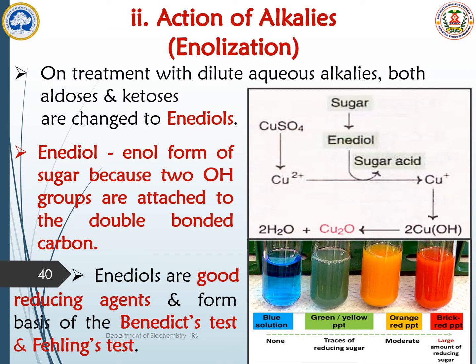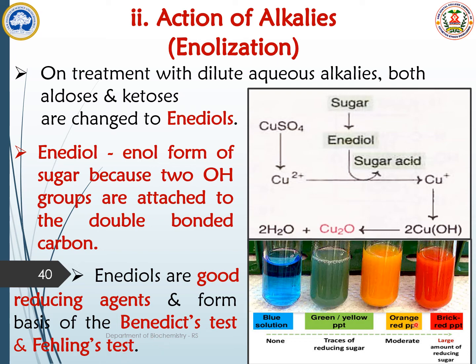The second test is the action of alkali, otherwise called enolization. When aldose and keto sugars are treated with dilute alkali, they form enediols. Enediols are nothing but the enol form of sugar, which has two hydroxyl groups attached to the double bonded carbons. Enediols are found to be good reducing agents, so they reduce cupric ions into cuprous oxide. This reaction is the basis for Benedict's test and Fehling's test.